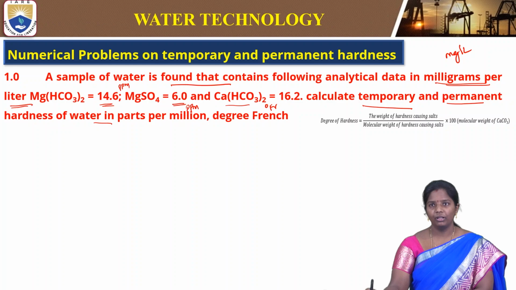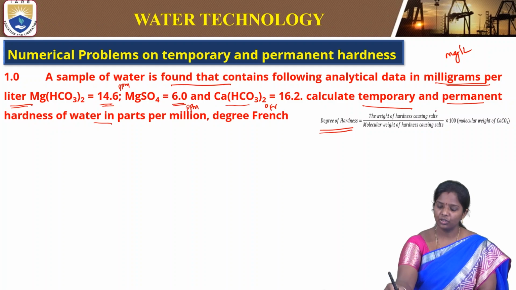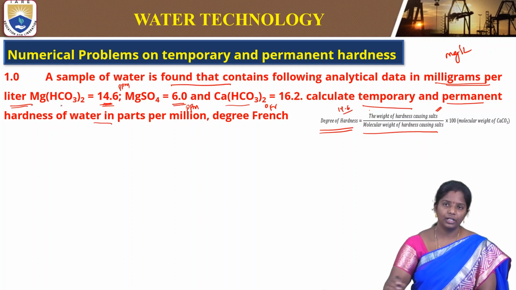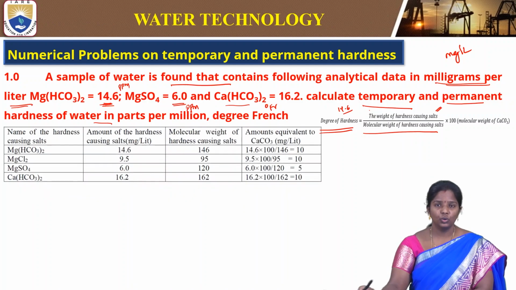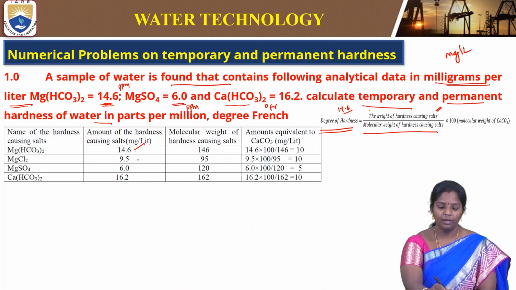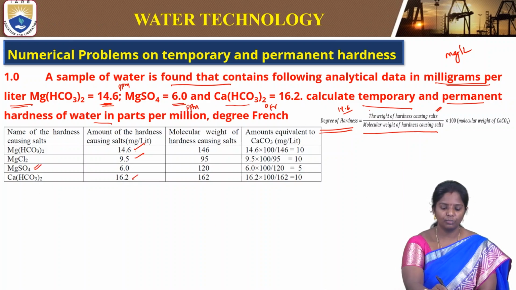So moving further, we will be using this formula. Degrees of hardness is equal to weight of the hardness causing salt by molecular weight into 100. So this weight is, for example, 14.6, taken by the molecular weight of magnesium bicarbonate. Like that, let us keep the amount of hardness in a table so that it's easier for the calculation. So 14.6 is the magnesium bicarbonate, 9.5 is the magnesium chloride, 6.0 is the magnesium sulfate, and calcium bicarbonate is 16.2.